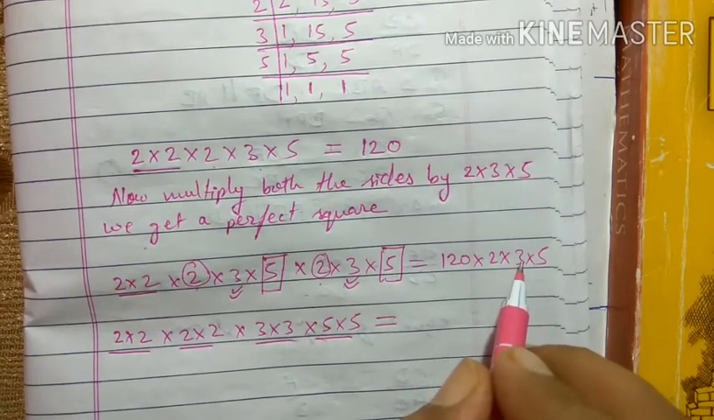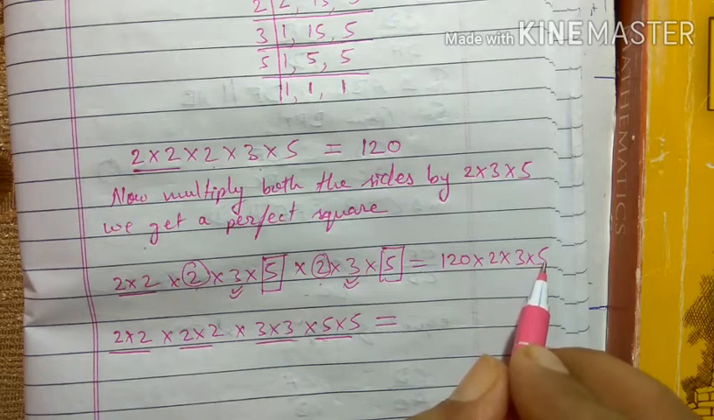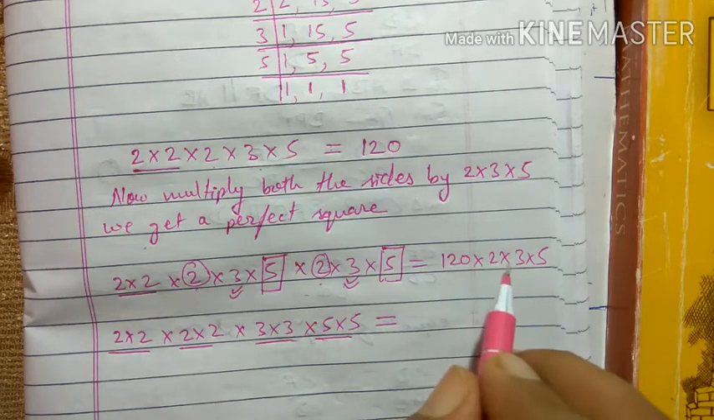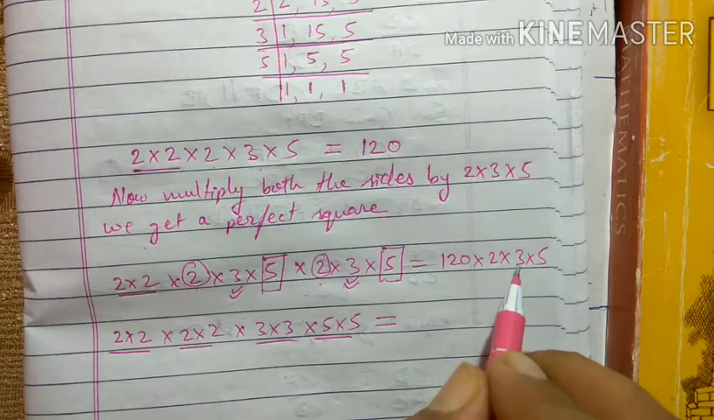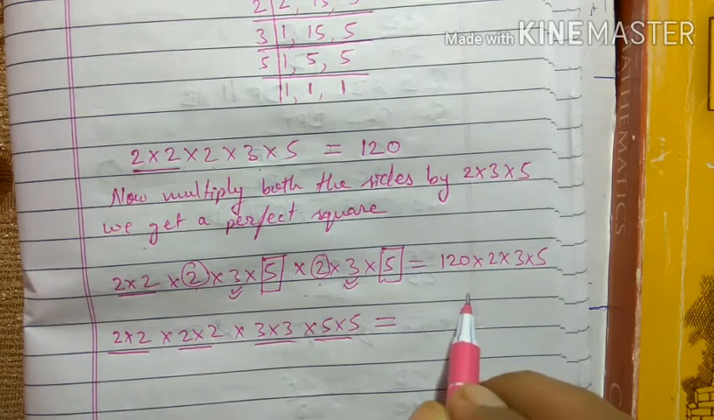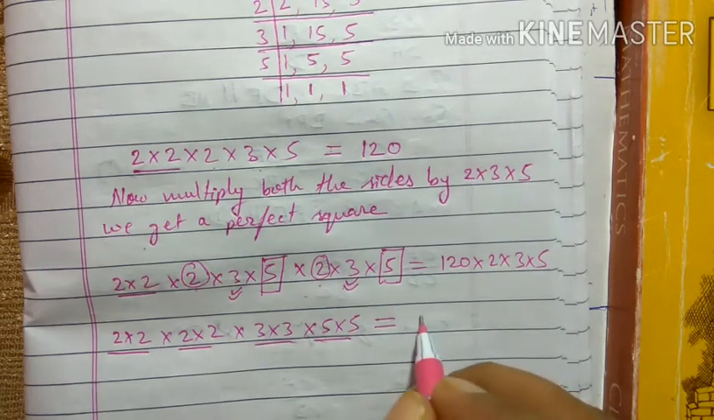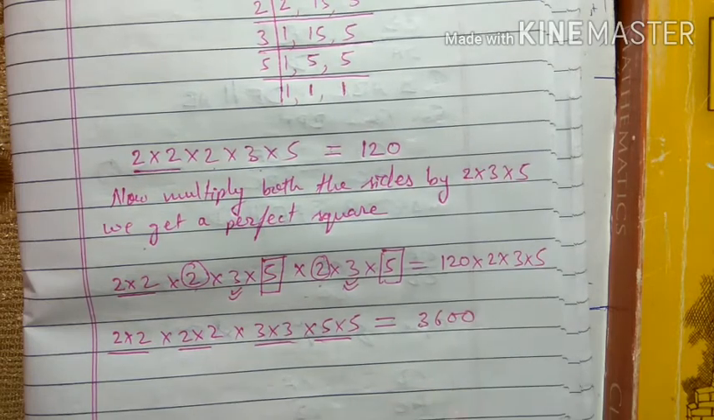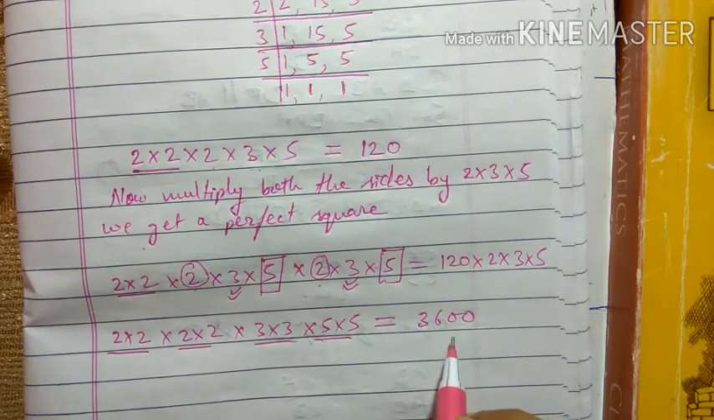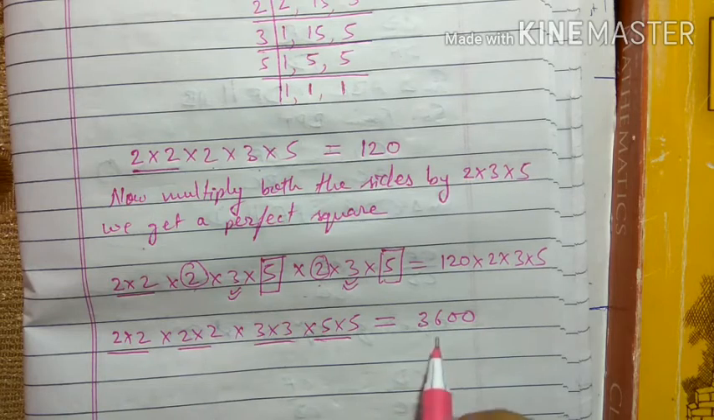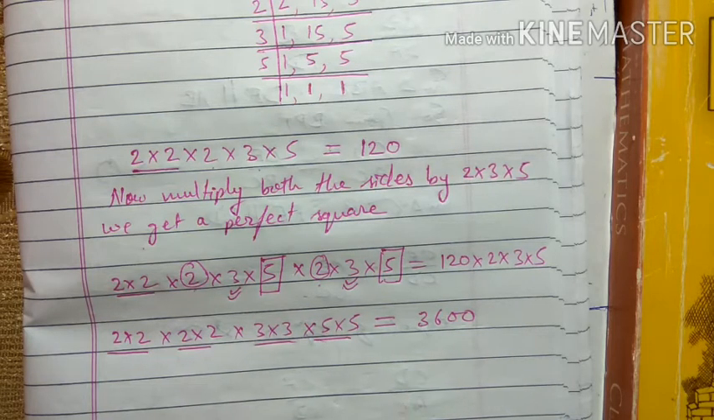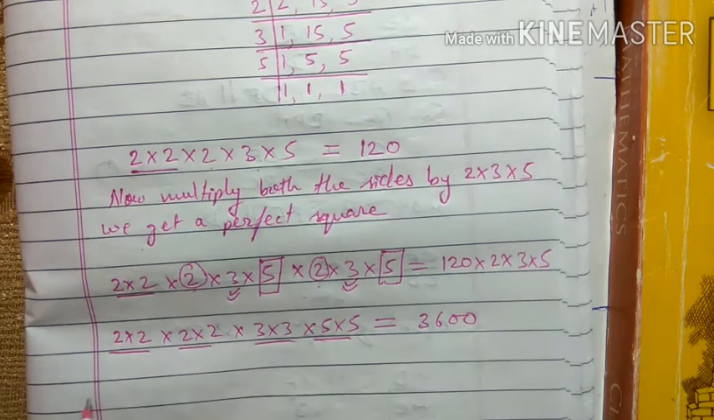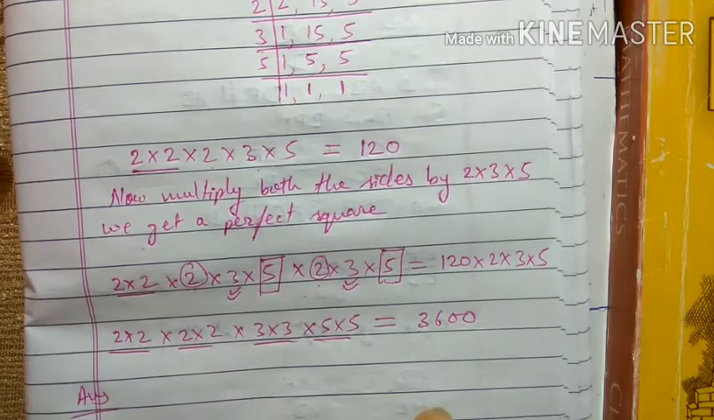The result is 120 into 10 into 3. So 120 into 3 is 360, and 360 into 10 is 3600. So this is the required perfect square number which is exactly divisible by 8, 15 and 20.